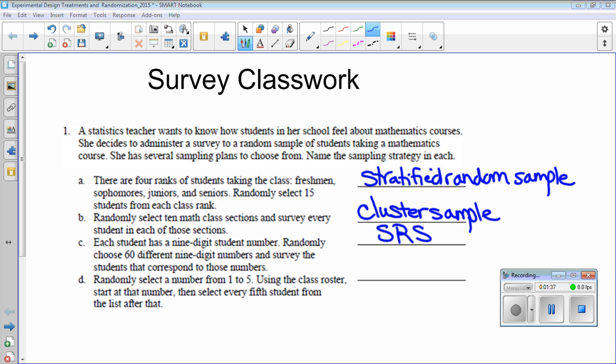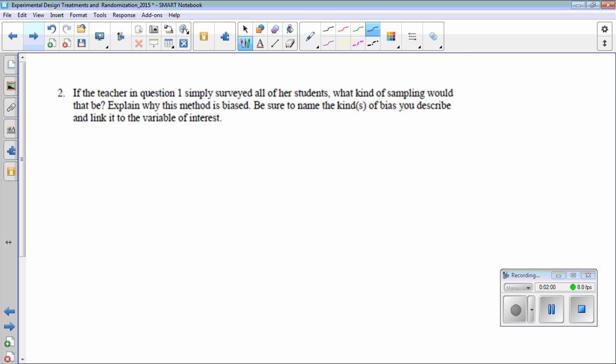D, randomly select a number from 1 to 5. Using the class roster, start at that number, then select every 5th student from that list. That's systematic, where we also randomized our starting point. So that's a systematic sample. Good. How'd we do? Get them all right? Woohoo, we know our definitions. Excellent. All right, number 2.